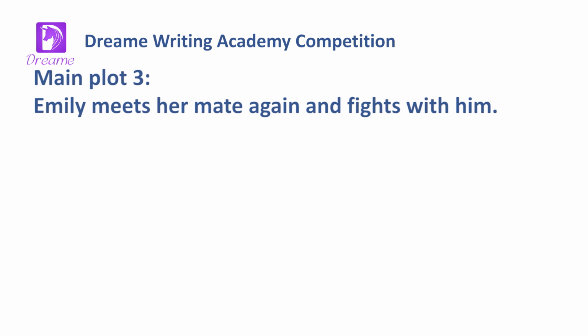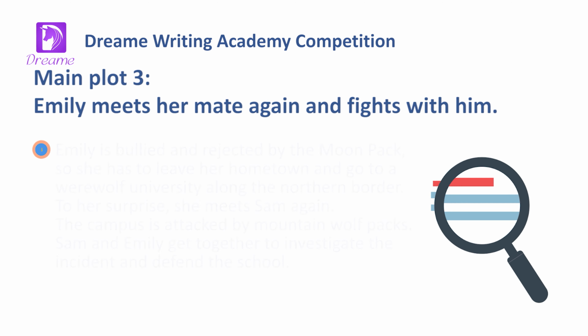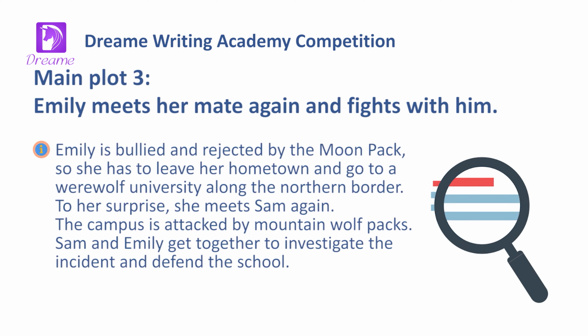Main plot number 3, Emily meets her mate again and fights with him. Emily is bullied and rejected by the Moon Pack, so she has to leave her hometown and go to a werewolf university along the northern border. To her surprise, she meets Sam again. The campus is attacked by mountain wolf packs, and Sam and Emily get together to investigate the incident and defend the school.